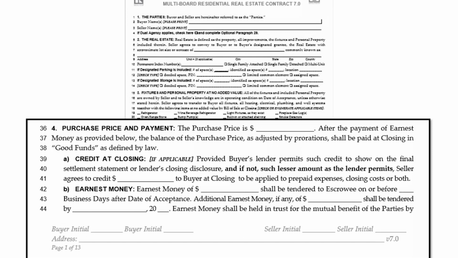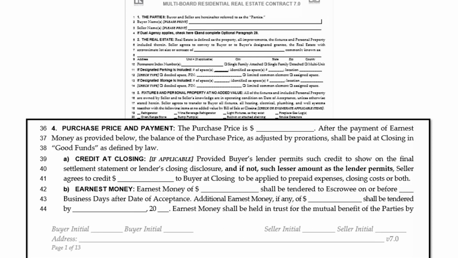So the next thing is credit at closing. And it says if applicable, and I'm going to piggyback here on my comment I just made about, is this a buyer's market or a seller's market? In a seller's market, the buyer asking for the seller to pay part of his closing costs is not going to get him very far in trying to get his offer accepted.